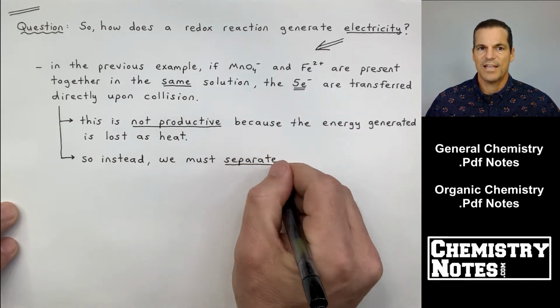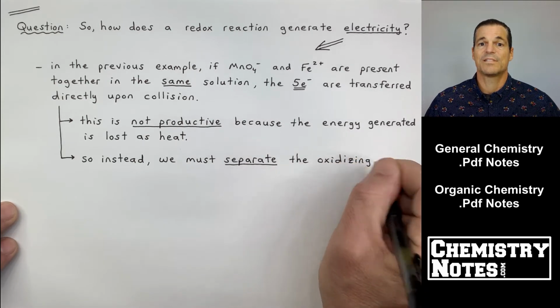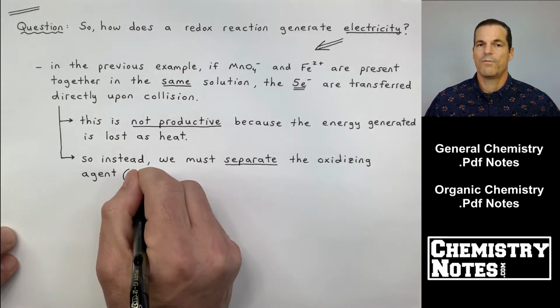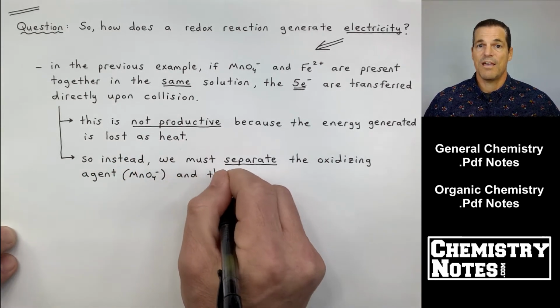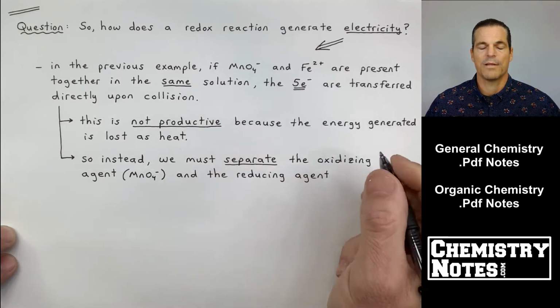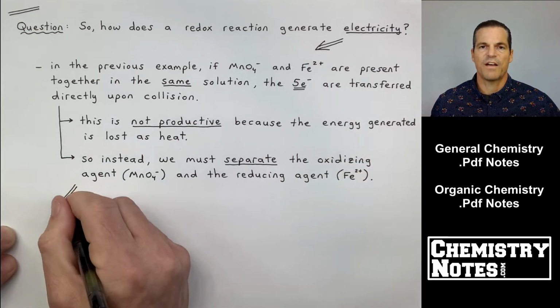So instead, as the second bullet point says, we must separate the oxidizing agent, MnO4-, and the reducing agent, Fe2+. If we separate them, give them their own compartment, then we can somehow harness this 5 electron transfer.